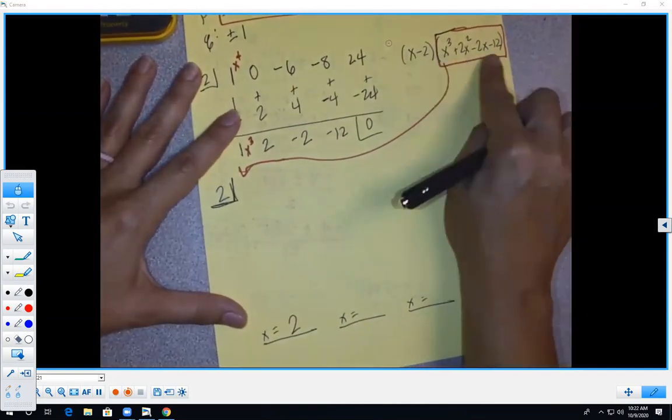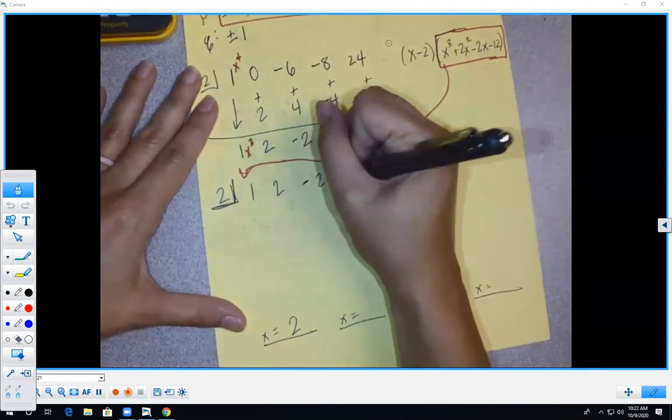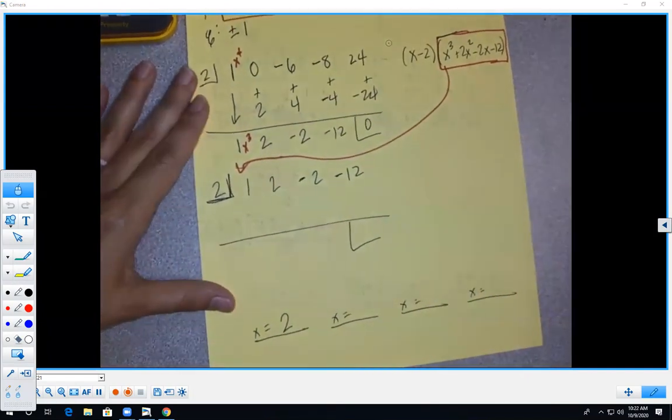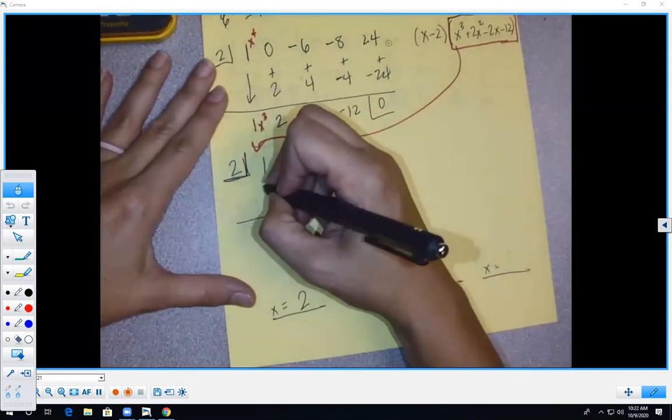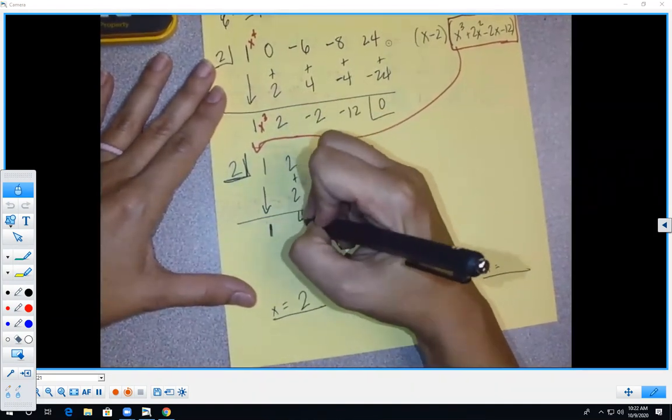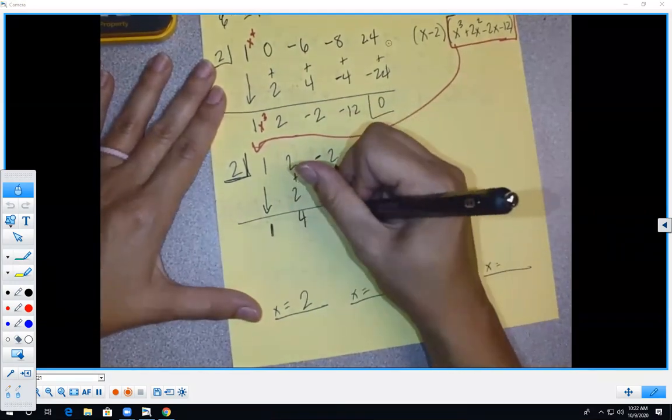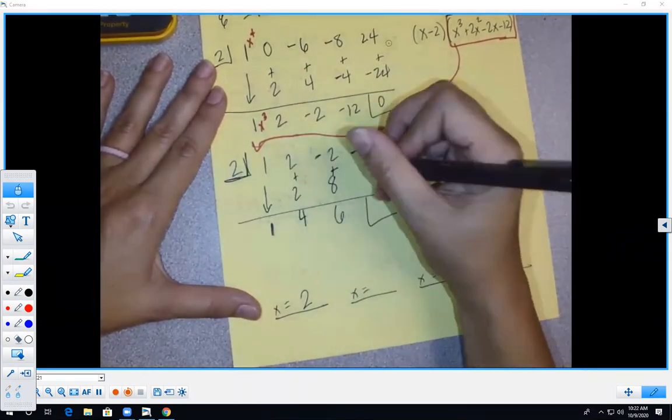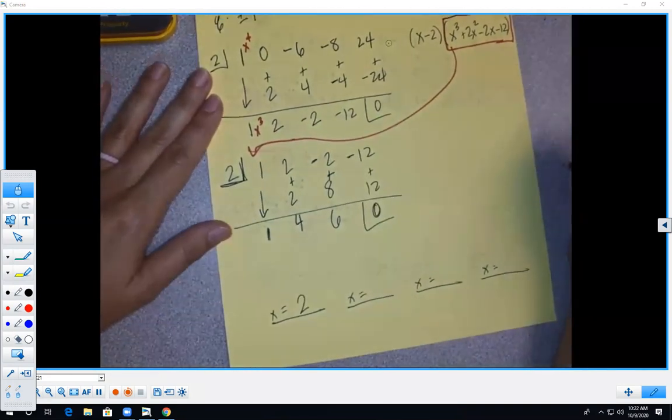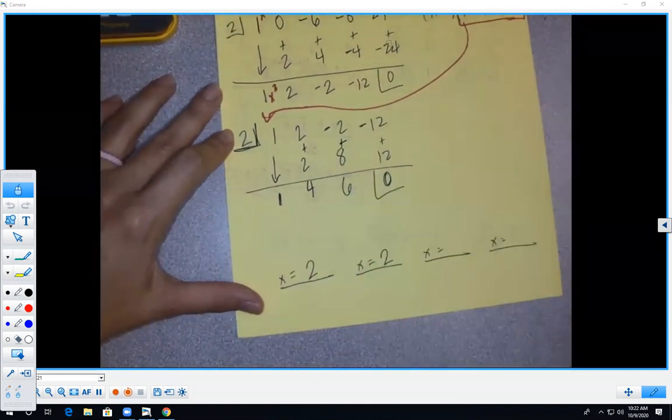This time I'm using the coefficients for my new piece, which is 1, 2, -2, -12. Bring down the 1. 2 times 1 is 2. 2 plus 2 is 4. 2 times 4 is 8. -2 plus 8 is 6. 2 times 6 is 12. -12 plus 12 is 0. That's what we thought. We thought that 2 is an answer again. I could go back down and write 2 as an answer again.